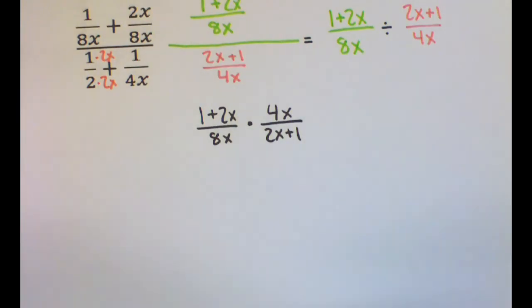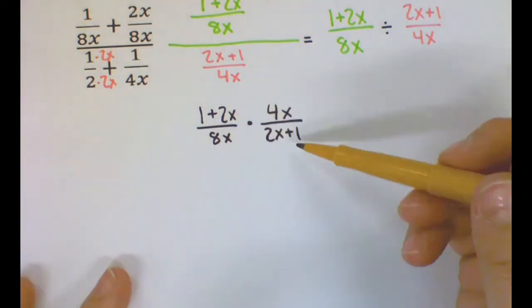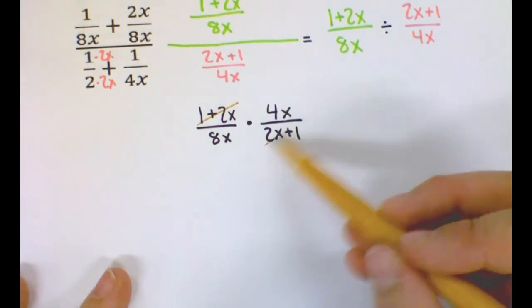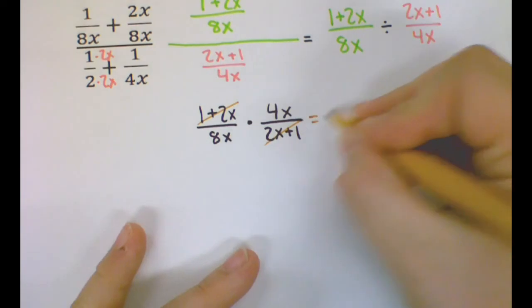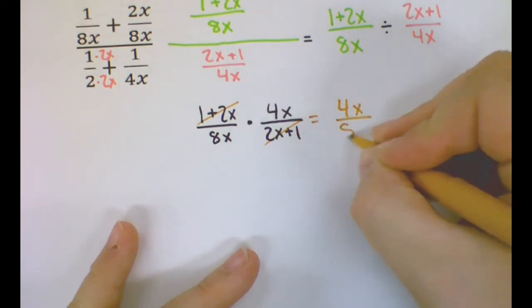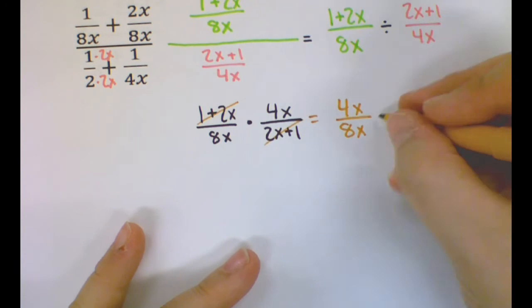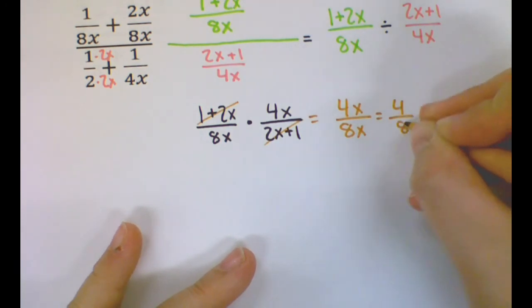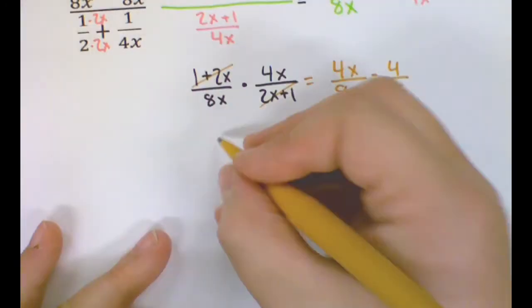Now we're just treating it just like multiplying. Look for common factors. Oh look, 1 plus 2x and 2x plus 1 are the same thing. Now I'm left with 4x over 8x. Well, those x's cancel out, leaving me just 4 over 8. 4 over 8 is just 1/2.